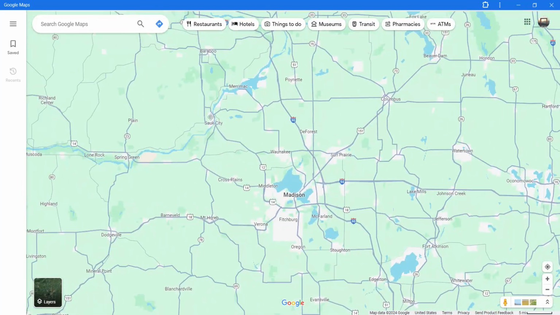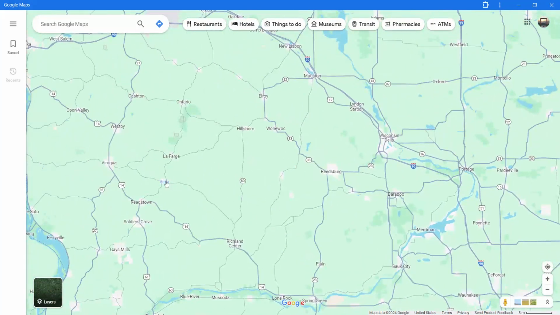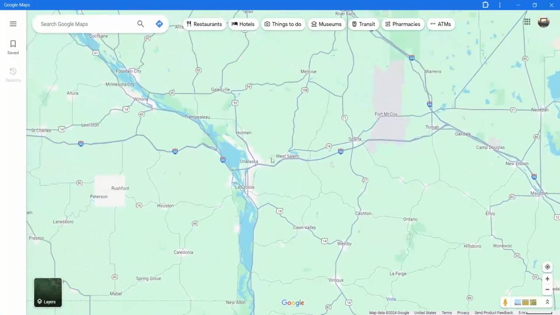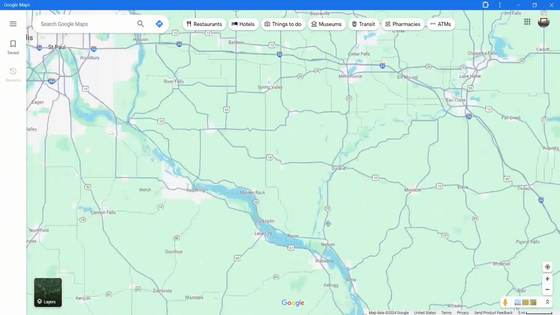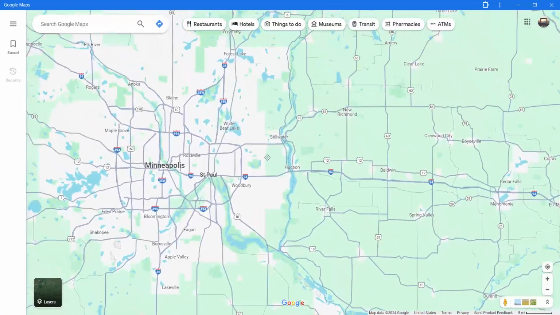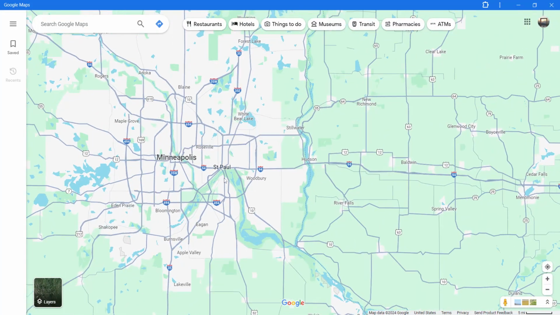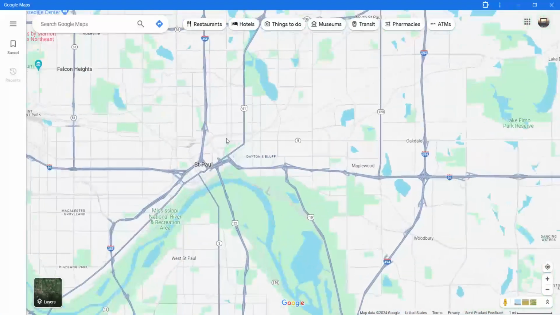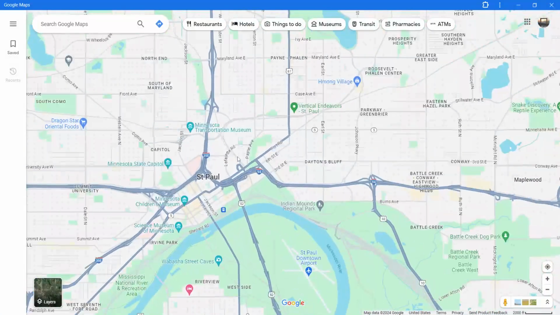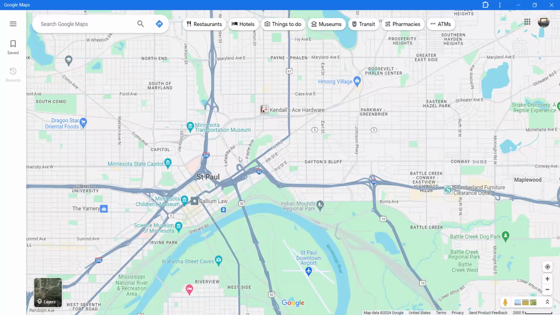Over from Madison and just north a slight bit over the Tennessee River, following along almost to Minneapolis, but it's not Minneapolis, Minnesota. It is St. Paul, Minnesota, which is the capital of Minnesota.